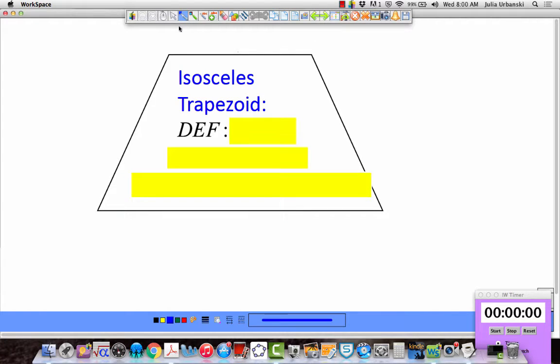The isosceles trapezoid, it's a trapezoid with two congruent legs. The legs are the ones that do not have parallel markings. Sorry, the parallel marked sides are the bases. The legs are the ones that are not parallel.